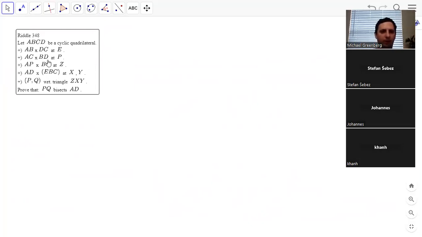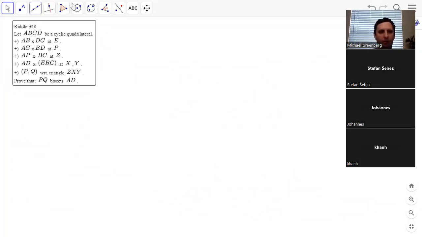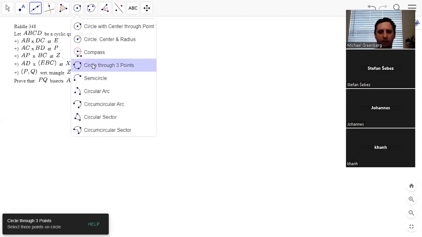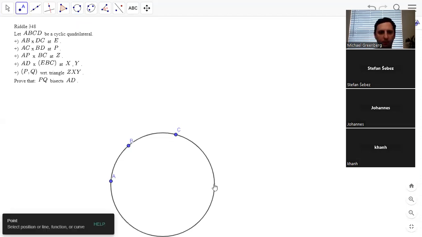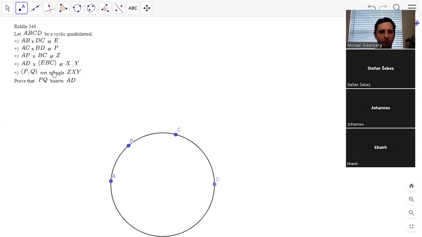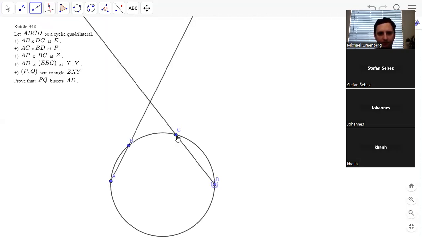Complete quadrilateral here. So ABCD, and AB intersects CD at E. And AC intersects BD at a point. So we have a complete quadrilateral.